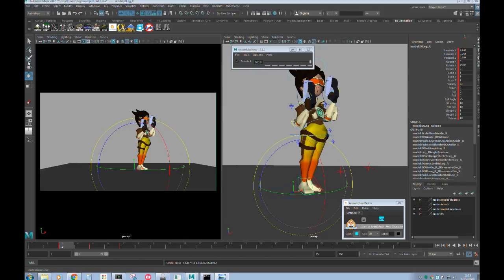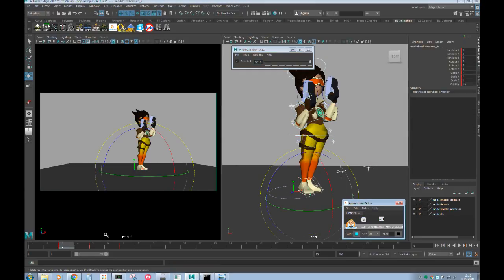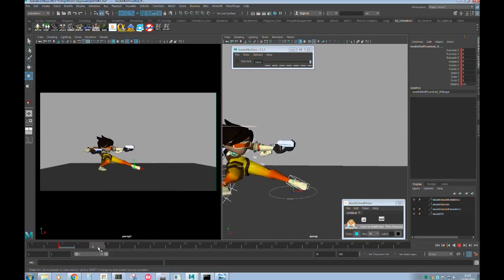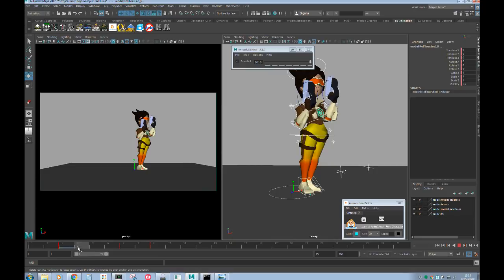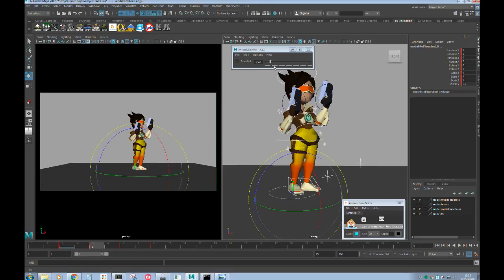So let's minimize that in case we can see any questions. So the first thing, we're going to create the first breakdown between this key and this key. Okay. So let's make space for it. And like I said, I want to keep on this side of tween machine.